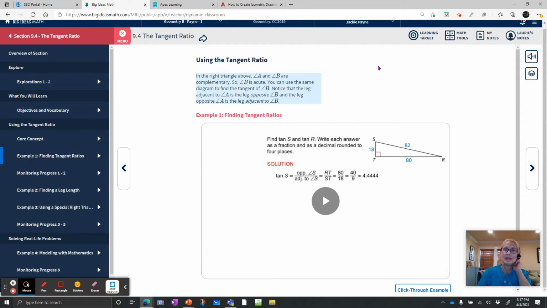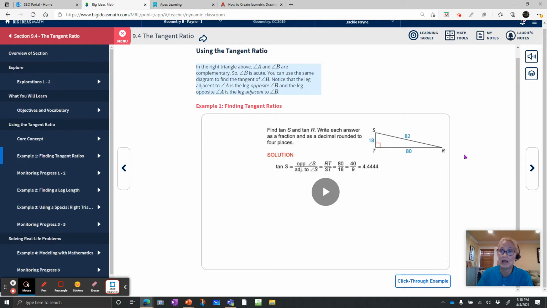This is how you use it. In the right triangle above, angle A and angle B are complementary, so they add up to 90 degrees. We know that about right triangles. So angle B is acute. You can use the same diagram to find the tangent of angle B. Notice that the leg adjacent to angle A is the leg opposite angle B, and the leg opposite angle A is the leg adjacent to B. So it depends on which angle you're looking at. That's why we need to know which one's connected and which one is across the triangle, not connected.